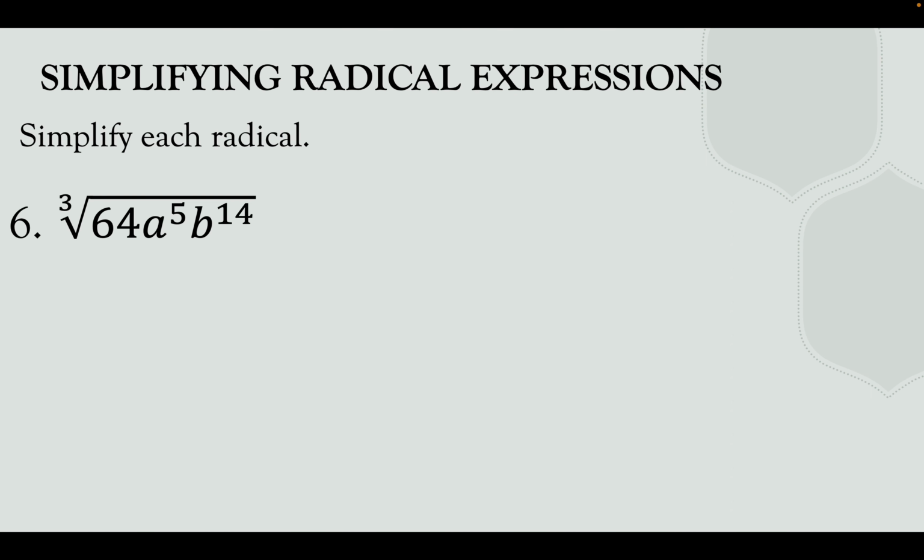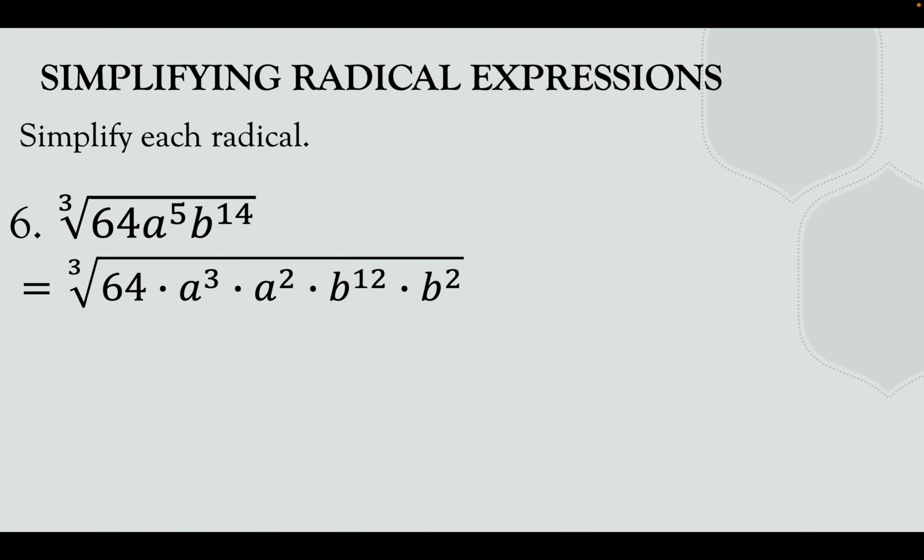Okay, example number 6, we have cube root of 64 a raised to 5 and b raised to 14. So we have here cube root of 64. Since 64 is a perfect cube, we don't need to factor that one, times factor a raised to 5. So we have a raised to 3 times a raised to 2. Factor b raised to 14, we have b raised to 12 times b raised to 2.